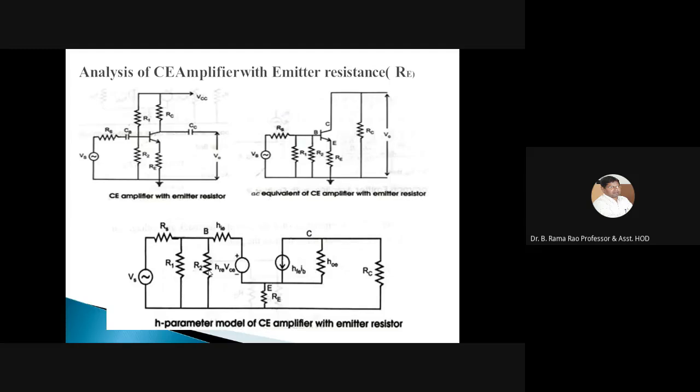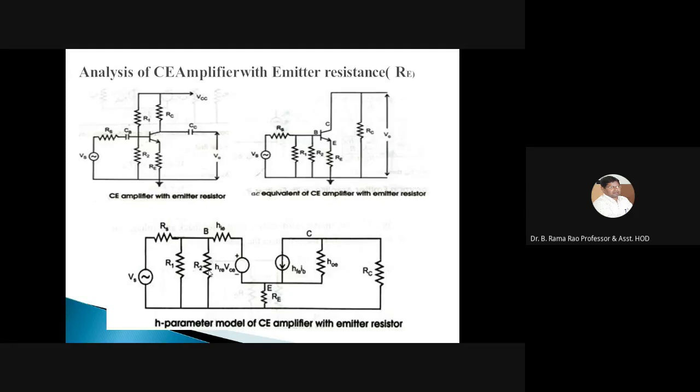So there is a procedure to convert this CE amplifier into its equivalent hybrid model. What is the first step? Simply make the short circuit of the capacitors. We have two capacitors in the circuit, a blocking capacitor and a coupling capacitor. These two capacitors are shorted.